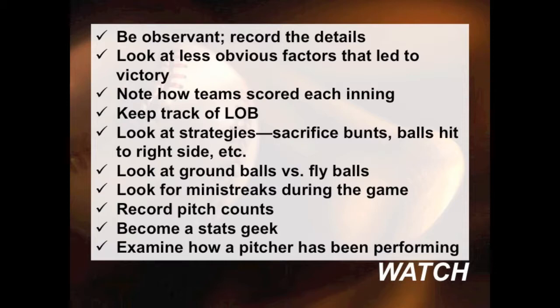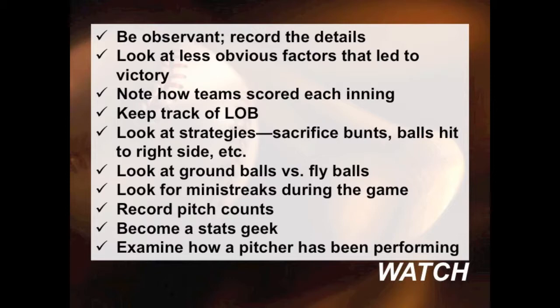Write a few sentences at the end of each inning describing how each team scored, so you'll have this when you write the game later. This is a great way to remind yourself of what happened and how the game developed. Also determine how many runners each team leaves on base. You'll see the stat LOB in many box scores.